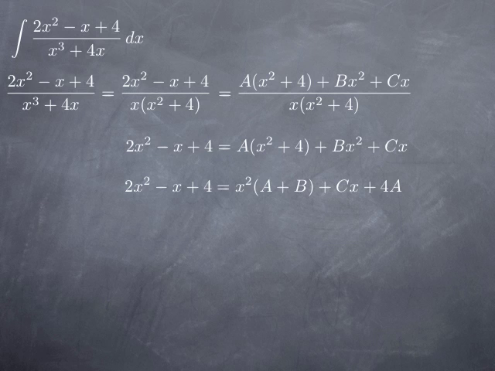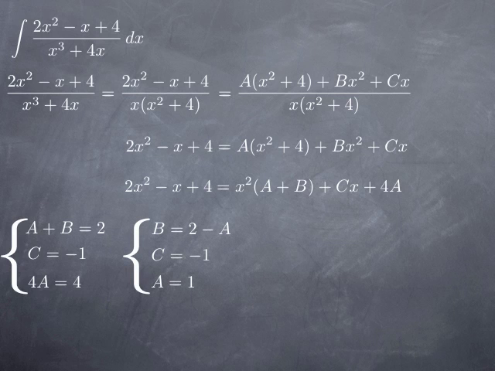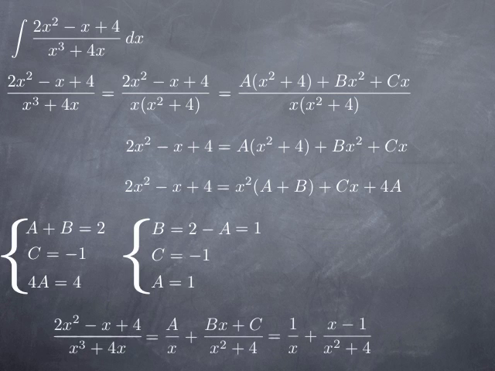Now, this left-hand side and right-hand side are equal if A plus B is 2. In other words, the coefficient of x squared is 2, like on the left-hand side. C has to be negative 1, and 4A has to be 4. What that means is that B is 2 minus A while A is 1, and C is negative 1. And since A is 1, 2 minus A is simply 1. So we have found A, B, and C. And what we had is that the decomposition into partial fractions was A over x plus bx plus c over x squared plus 4, where A is 1, B is 1, and C is negative 1. So we obtain 1 over x plus x minus 1 over x squared plus 4. So this is what we're trying to integrate now.